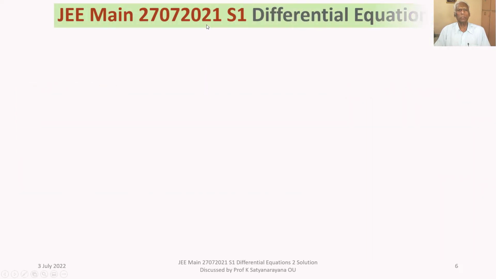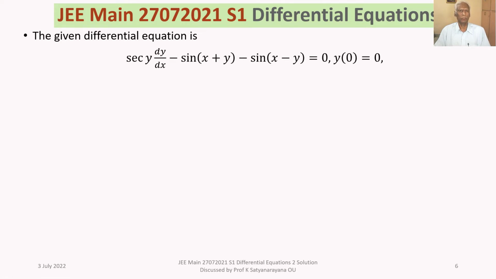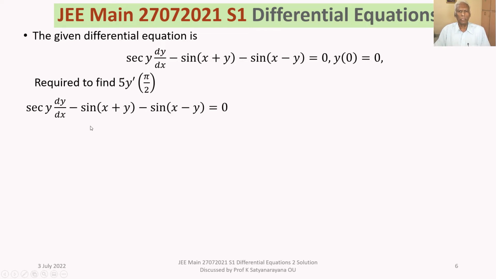We now discuss the solution of the given differential equation in detail. This is your given differential equation, and this is your initial condition. We are required to find 5 times y prime at pi/2. This differential equation can be written as secant y dy/dx is equal to, sending these two terms to the other side, sin(x + y) plus sin(x - y).